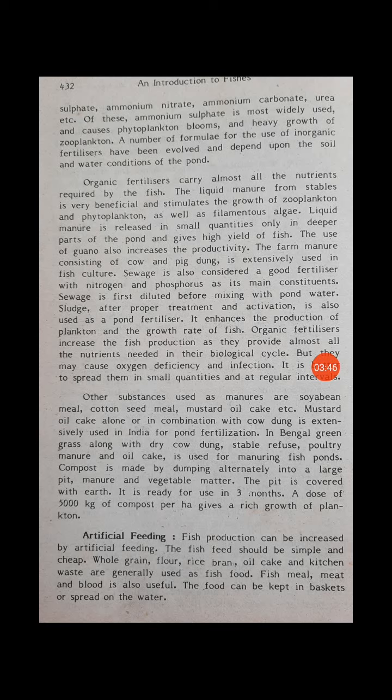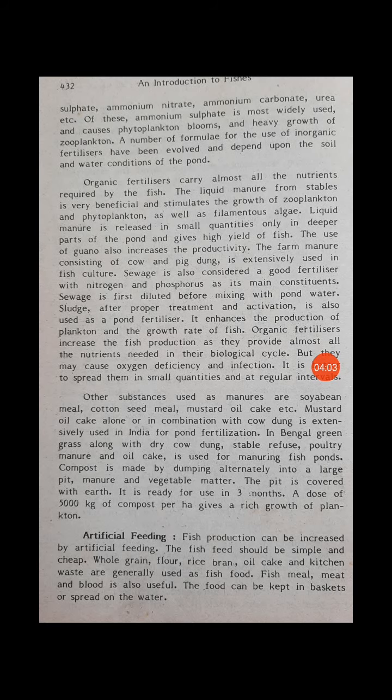The use of guano also increases the productivity. Then farm manure consisting of cow and pig dung is extensively used in fish culture. In this case, cow dung is also very necessary. It increases the productivity of the zooplankton and the phytoplankton. Then sewage, which has nitrogen and phosphorus as its main constituents, is also helpful as a fertilizer.